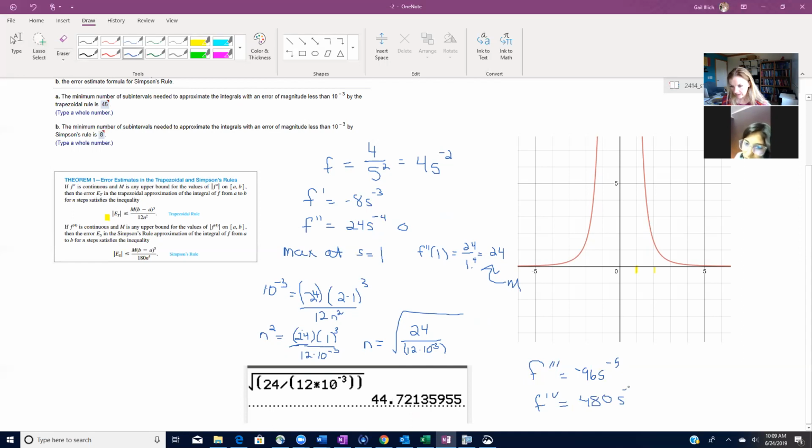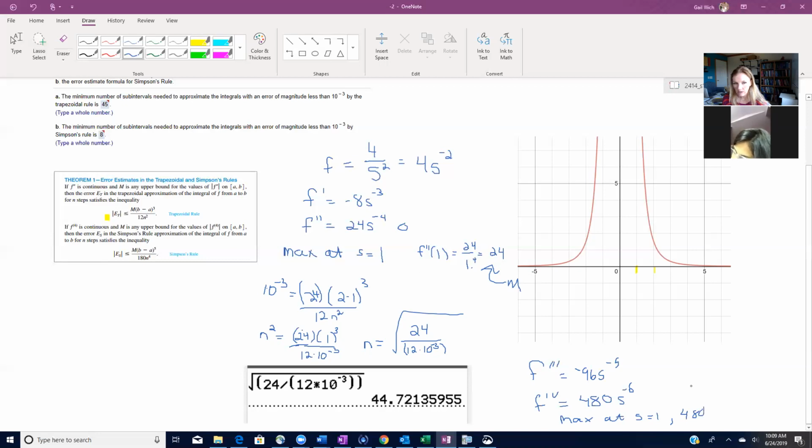If you need to, you can graph that, but it'll actually look very similar to the 24s to the negative 4. It's just going to have different y values, but the shape of the graph is going to be similar. So it's going to have a max at 480 also, because it's going to be decreasing over the interval. When you plug 1 in, the max will be at s equals 1, so it'll be 480.